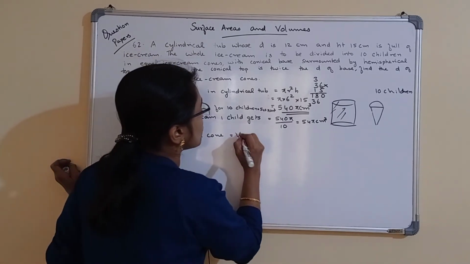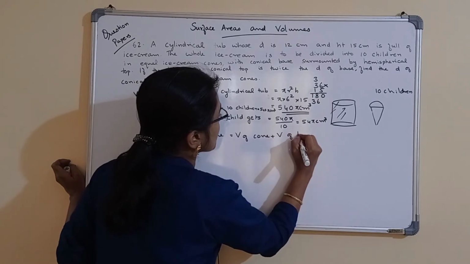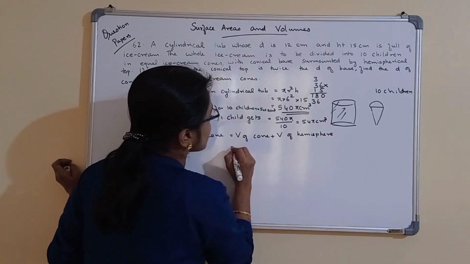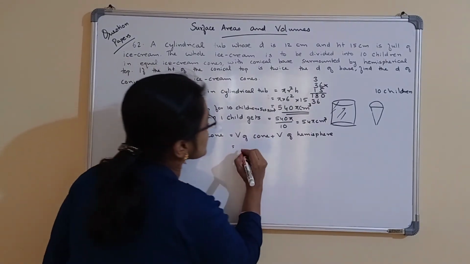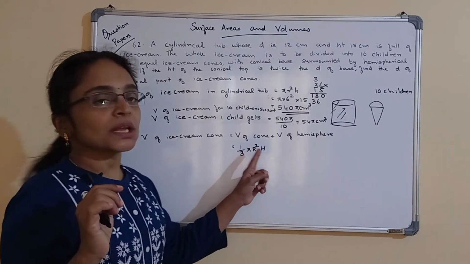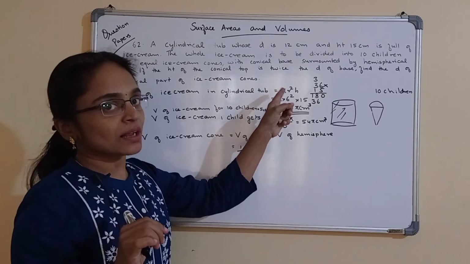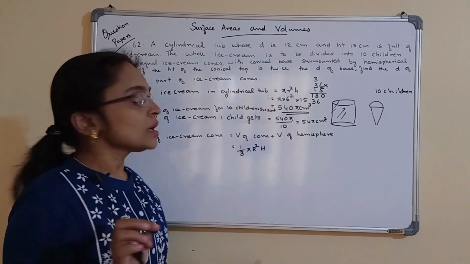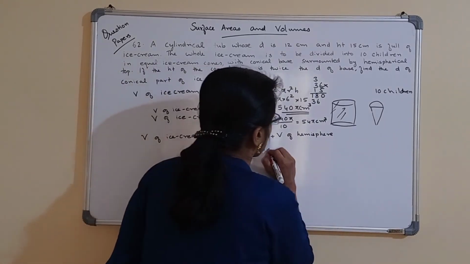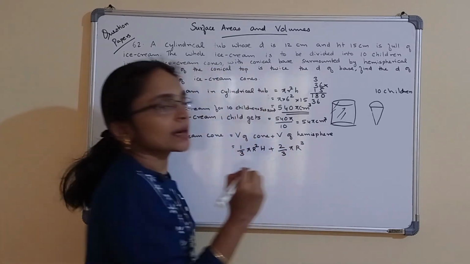So it is equal to volume of cone plus volume of hemisphere. Volume of cone is 1/3 pi r square h. We can take capital R and capital H for this cone, because we have taken small r and small h for the cylindrical tub. So it is equal to 1/3 pi capital R square h plus volume of hemisphere, which is 2/3 pi r cube.